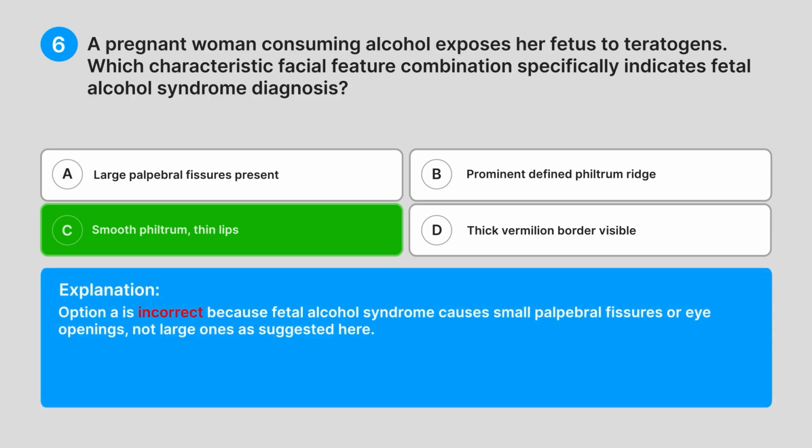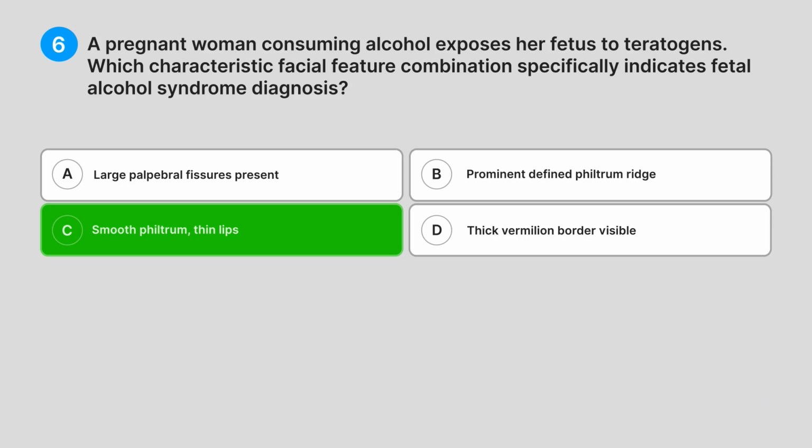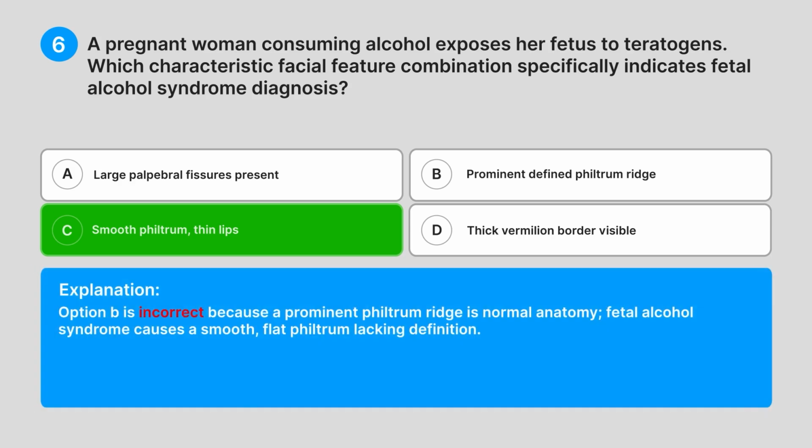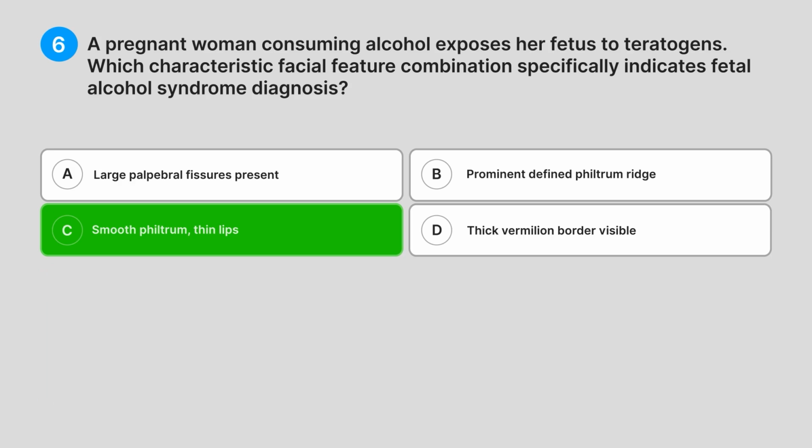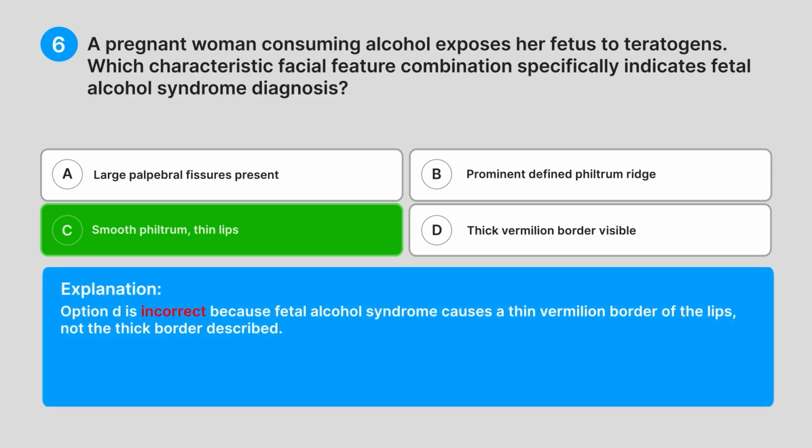Option A is incorrect because fetal alcohol syndrome causes small palpebral fissures or eye openings, not large ones as suggested here. Option B is incorrect because a prominent philtrum ridge is normal anatomy. Fetal alcohol syndrome causes a smooth, flat philtrum lacking definition. Option D is incorrect because fetal alcohol syndrome causes a thin vermilion border of the lips, not the thick border described.